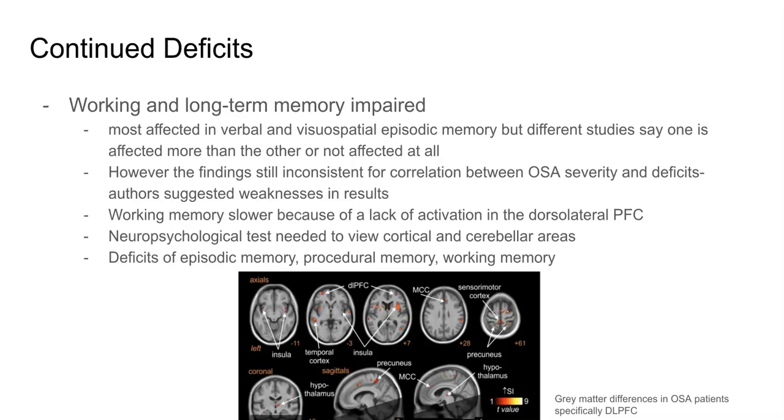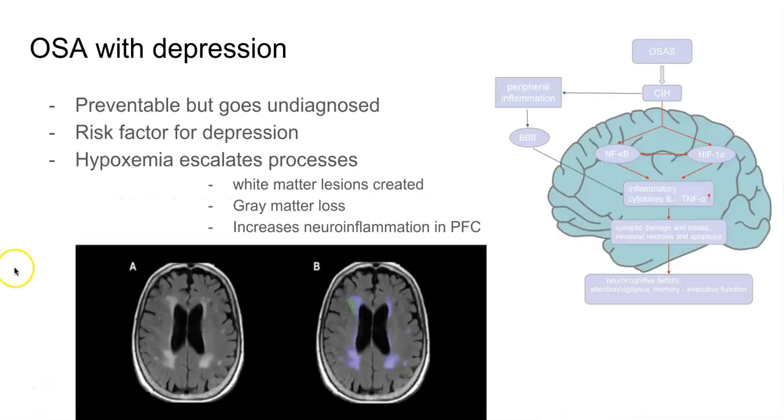However, when it comes to episodic memory like verbal and visuospatial, different studies say that one is more affected than the other, or that only one of these episodic memories is affected. So these findings are still inconsistent in showing the correlation between OSA severity and memory deficits, and how they are affected by nature. We definitely need more neuropsychological testing to view cortical and cerebellar areas to show this.